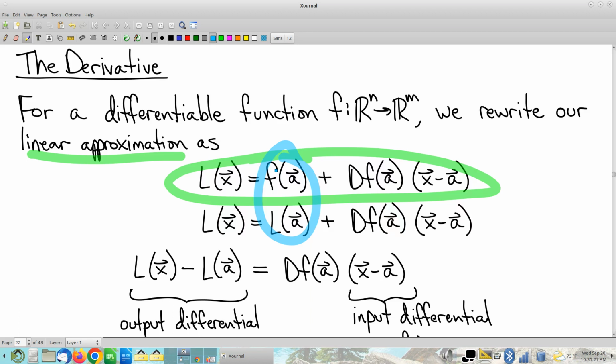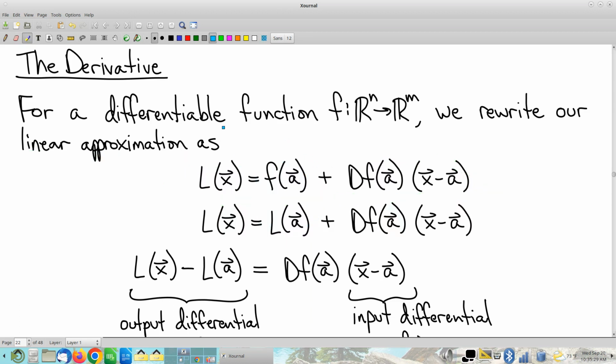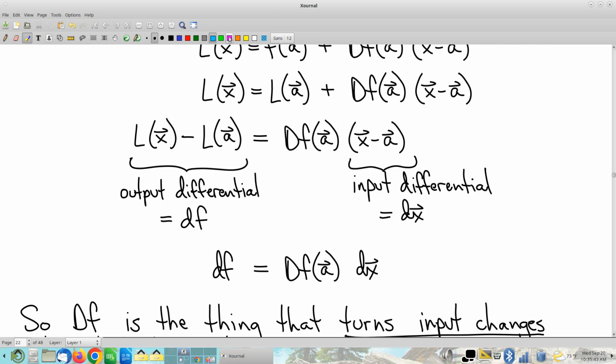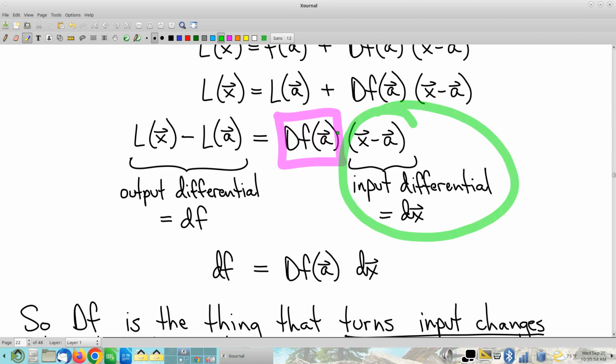And with that noted, I can take this L of a and move it over to the other side of the equation. Subtract it on over. And then notice what this expression has turned into. This equation has turned into a pretty powerful statement about what this matrix does. This matrix multiplies by what I'm going to call the input differential. How much am I changing my input value? I was looking at the point A.